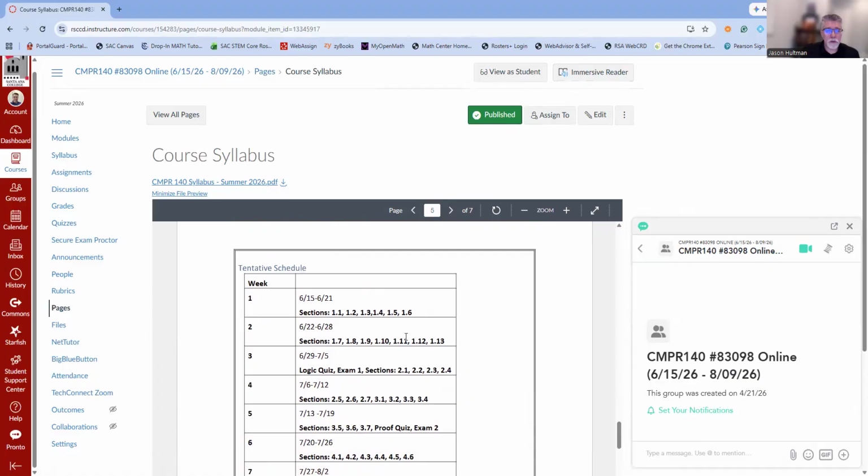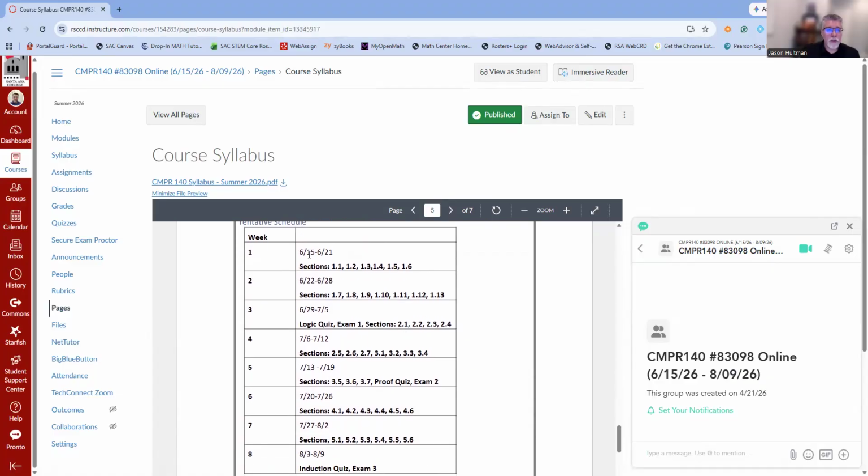Okay, tentative schedule. This is going to be 8 weeks for the summer session. We're going to cover sections 1.1 to 1.6. Keep a close eye on the due dates for the readings and the homework. You'll have readings, which you'll do through Zybooks, and then you'll have homework that you'll need to submit. Those are going to be in the assignments category, and I'll get to that in a little bit. Just make sure that you keep up on the due dates.